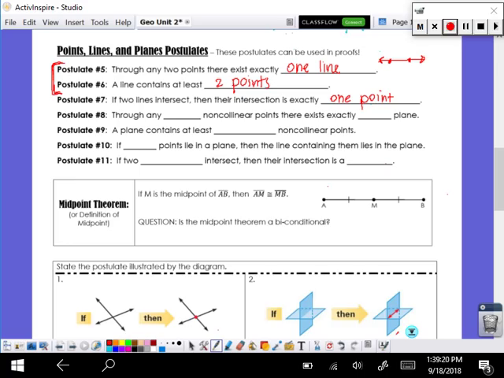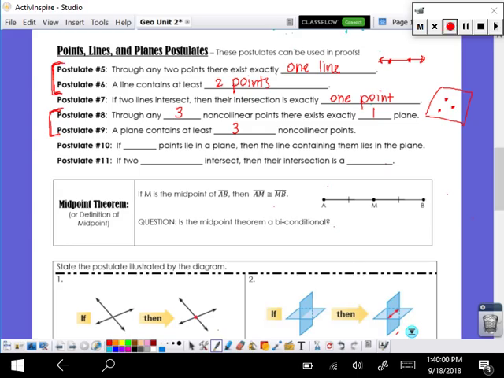Number 8, through any 3 non-collinear points, there exists exactly 1 plane. So if we have 3 points that are non-collinear, so not in a straight line, there will be 1 plane that contains those 3 points. And then postulate 9, a plane contains at least 3 non-collinear points. So similar to 5 and 6, we can see that postulates 8 and 9, if you write them as if-then conditional statements, they would be the converse of each other. They're opposite.